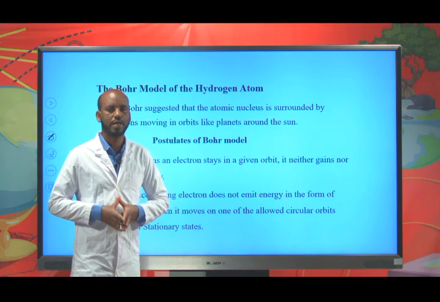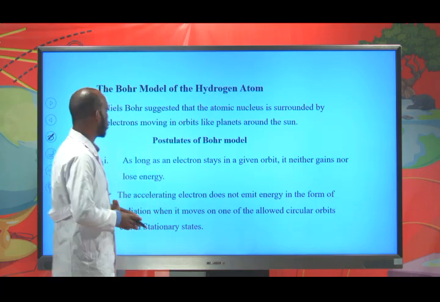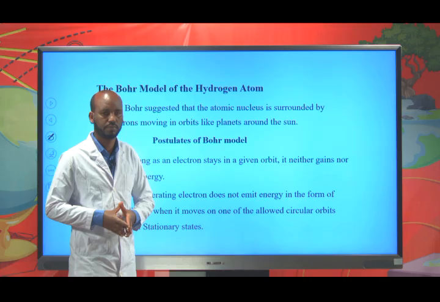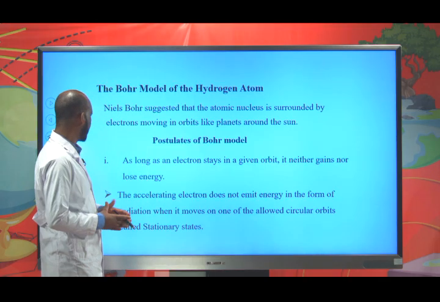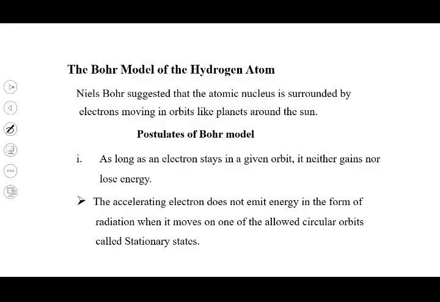What are the postulates of the Bohr model? Postulate 1: as long as an electron stays in a given orbit, it neither gains nor loses energy. What does this mean? The accelerating electron does not emit energy in the form of radiation when it moves on one of the allowed circular orbits called stationary states.